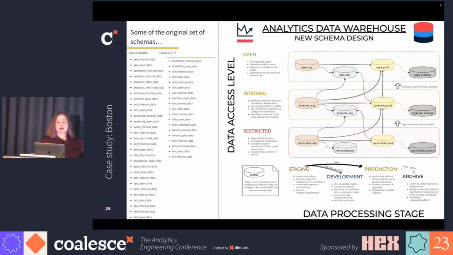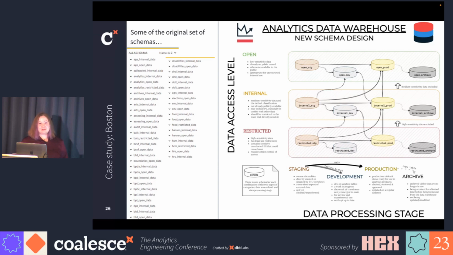So we redesigned a new set of schemas, keeping the access level division of open, internal, and restricted, but instead of dividing by team or source, we're dividing by where that data is in the data processing pipeline. So we have schemas for staging, a dev schema, which is brand new. We did not have a development environment. Having a development environment is great. We made the controversial decision to have one single development environment rather than one per user. But that is what worked for our team, and so far, it's proven to be the right choice. So breaking the rules is fine.